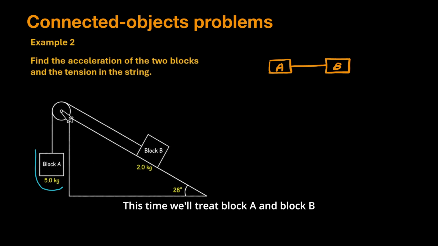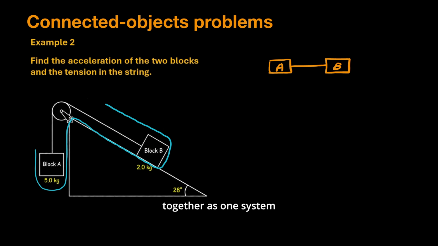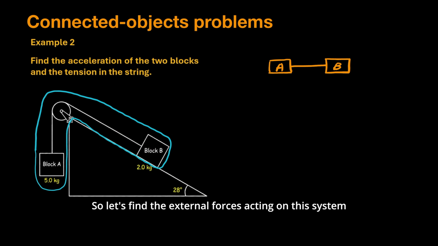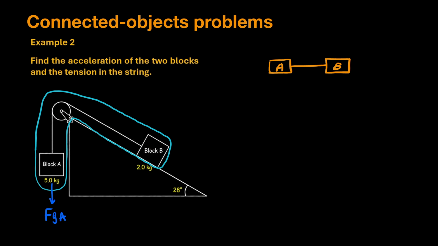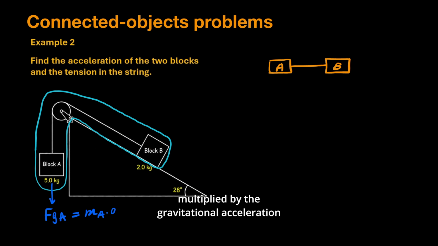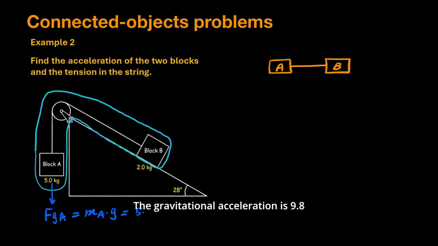This time, we'll treat block A and block B together as one system. So let's find the external forces acting on this system. On block A's side, gravity pulls straight down. It equals the mass of block A multiplied by the gravitational acceleration. M_A is 5 kilograms. The gravitational acceleration is 9.8. So F_gA is 49 Newtons.